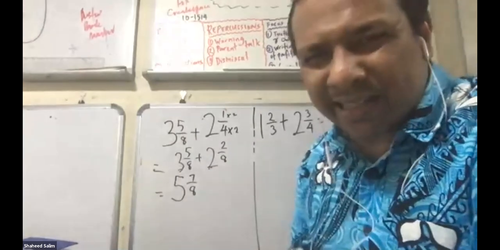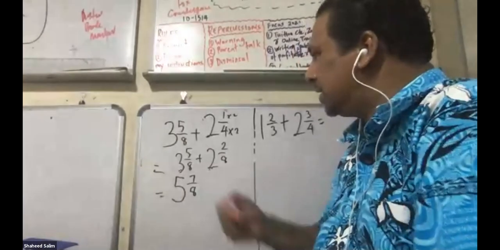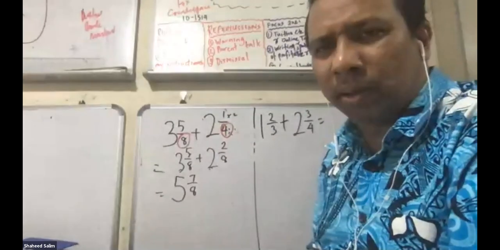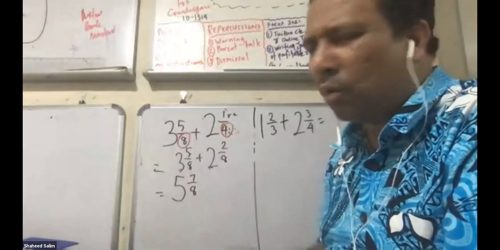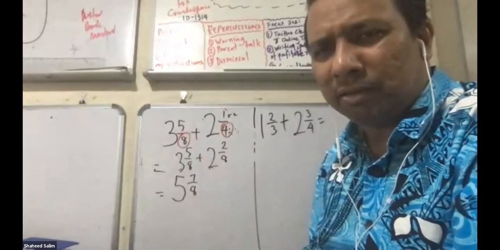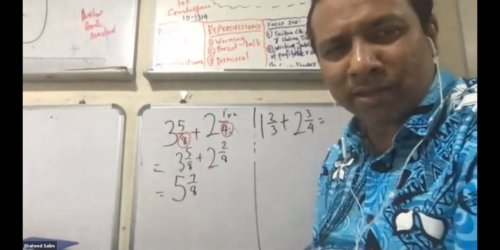But the question is this. What is this thing here? What is this over 8 and over 4? What is it? Shakil, you remember? No? What is over 8 and over 4? Do you remember, Shakil? Cannot remember. Shafia, you know, Shafia, what is it?